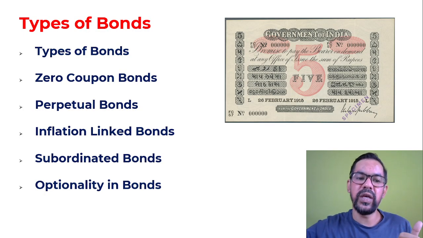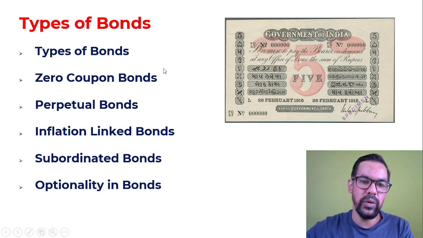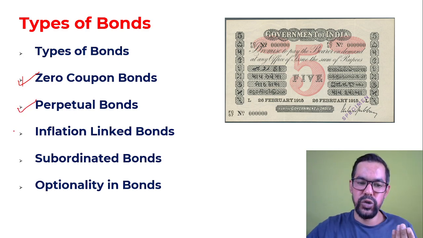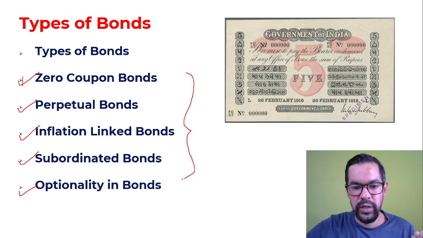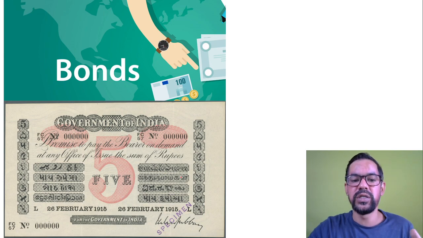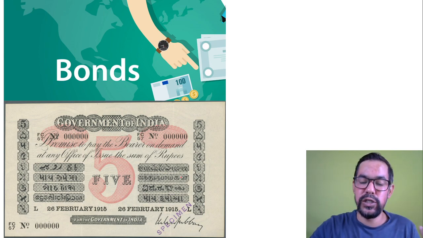In this video we are going to talk about the different types of bonds, like the zero coupon bond. What are zero coupon bonds? Then the perpetual bonds, inflation linked bonds, subordinated bonds, and optionality in bonds like callable bonds and putable bonds. These are the topics we are going to cover in this video. Before this, I hope you watched the previous one, because that is very important to understand this video.